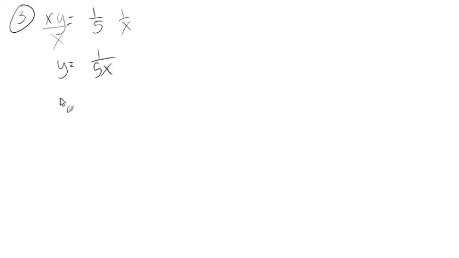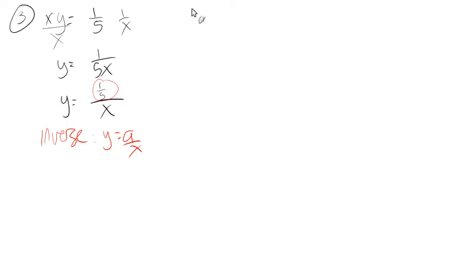If we really wanted to make it look like the intro video, we could do 1/5 over x. All that matters is that the numerator is a constant. So we have a constant up here and we have x down here. This then is inverse. Inverse variation looks like this: y equals a over x, some number divided by x. And this would be an example of inverse variation.